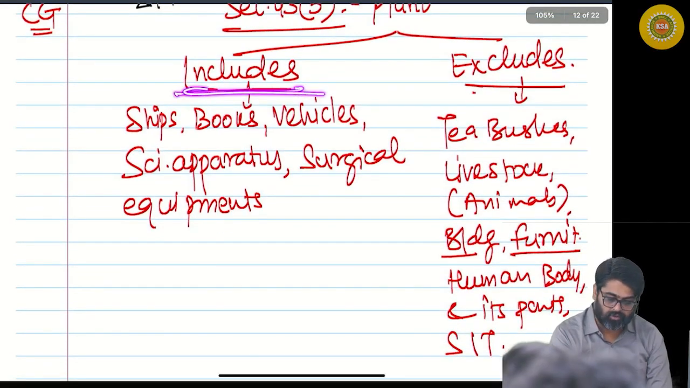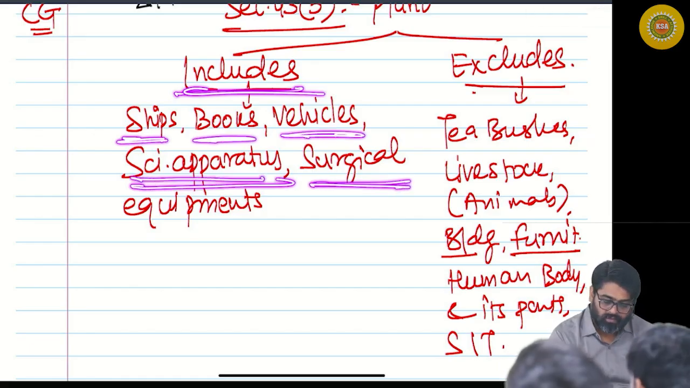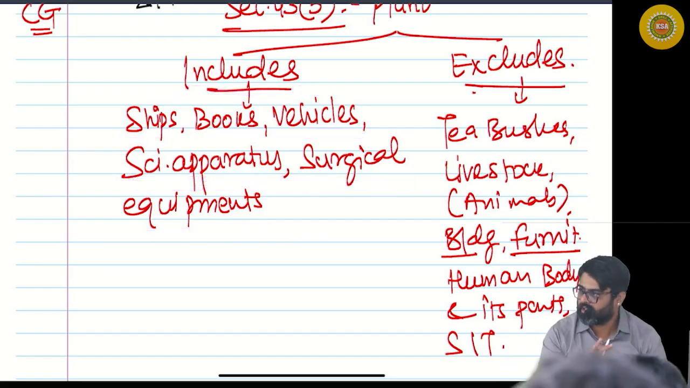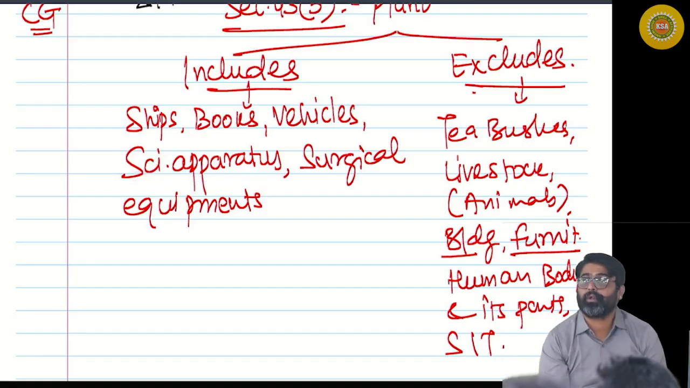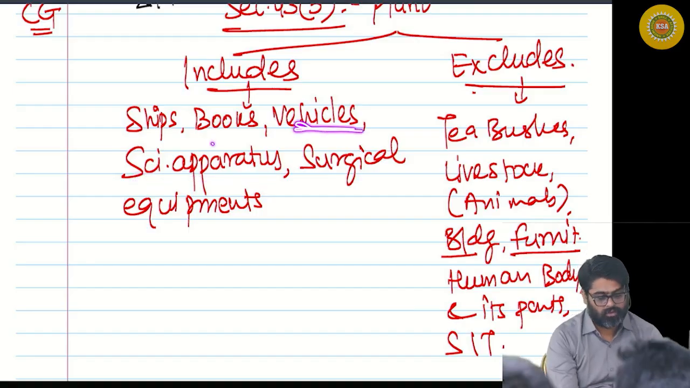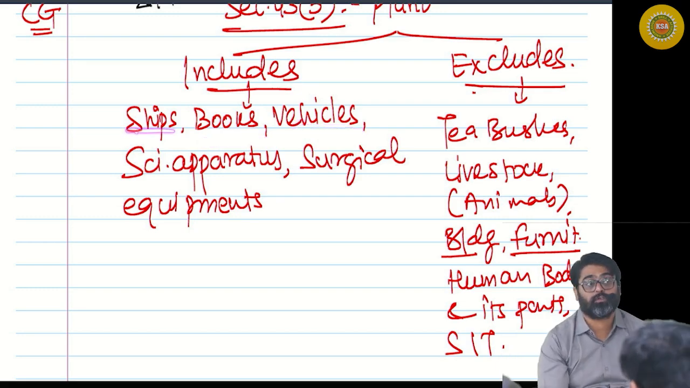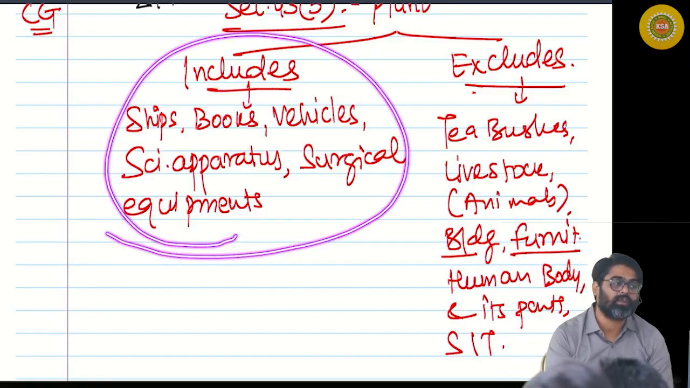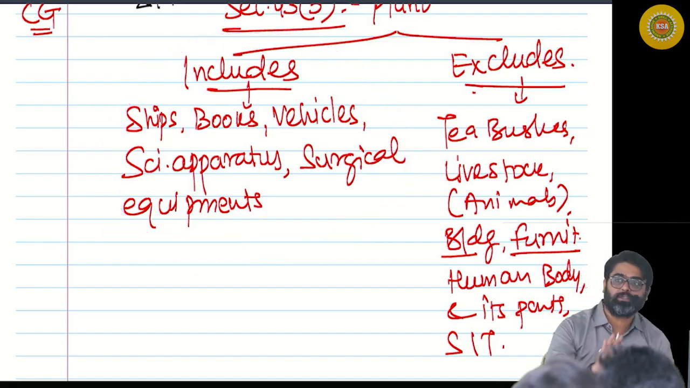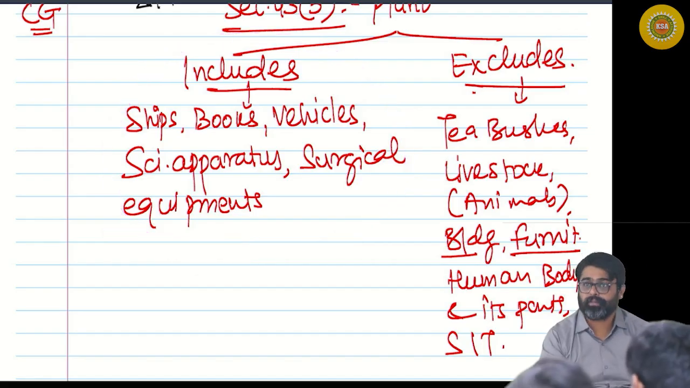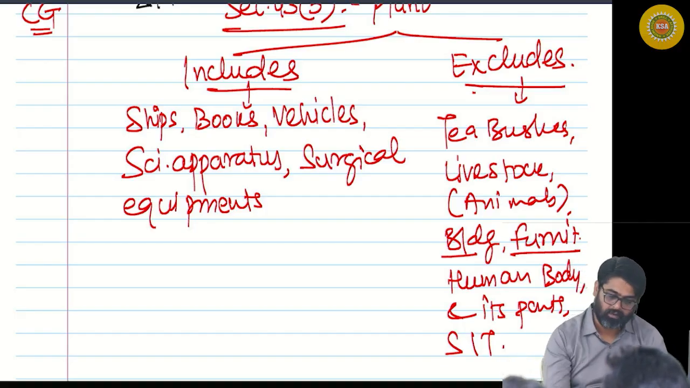The term plant includes ships, books, vehicles, scientific apparatus, surgical equipments. For doctors, surgical equipments are also treated as plant. Yes or no? Scientific apparatus is also treated as plant. Vehicles, books are also treated as plant. Ships are also treated as plant. If you see any of these assets, they will be classified under plant and machinery as plant. Their cost will also be allowed under the head PGBP in the form of depreciation, because they are also specified and they are covered in the definition of plant.